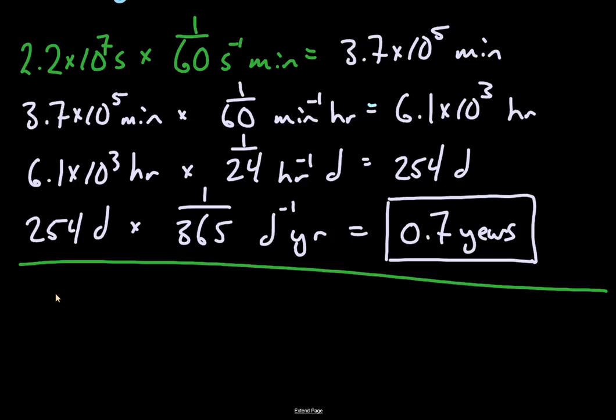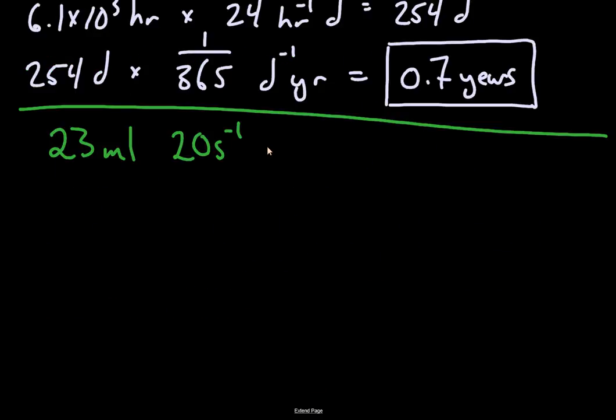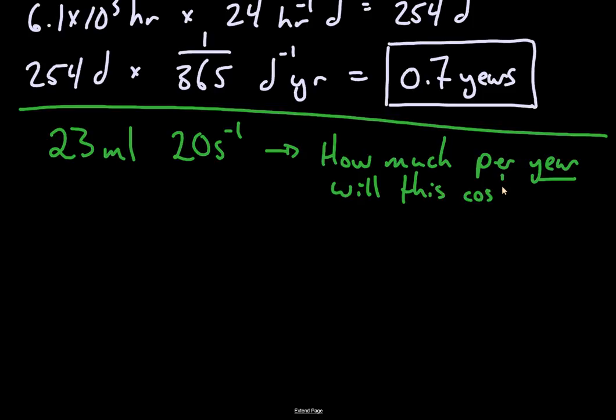Okay, so experiment time. Let's say you have a leaky tap, and it leaks 23 milliliters in 20 seconds. Okay, 23 milliliters every 20 seconds, right? And you want to know how much that costs per year in water costs. Okay, how much will this cost me in water costs per year? If I have a leaky tap that's leaking 23 milliliters every 20 seconds.